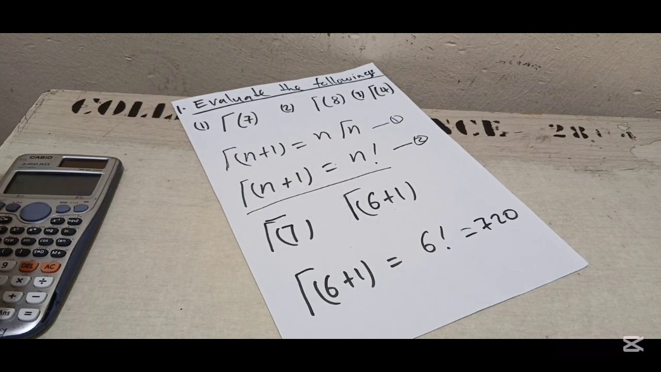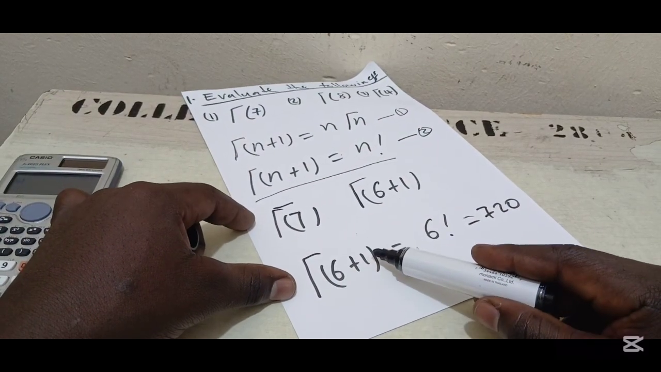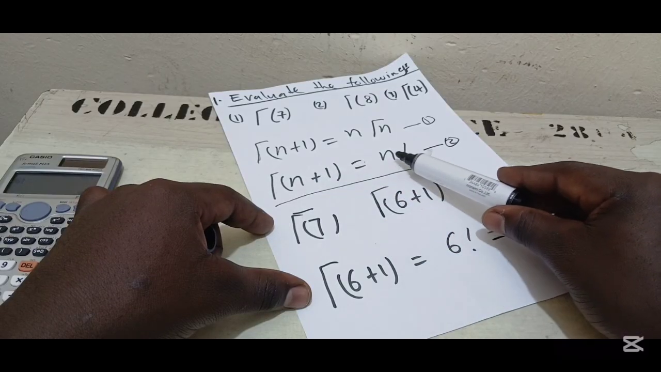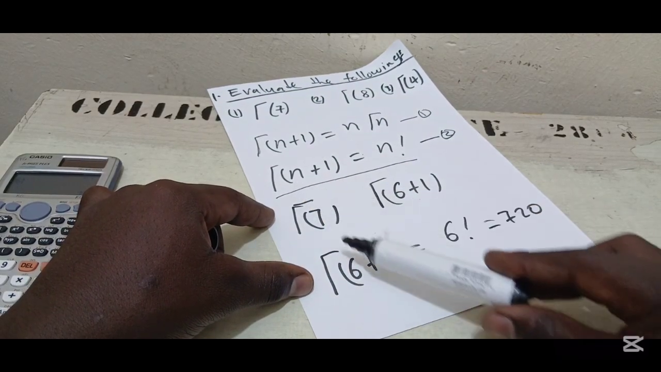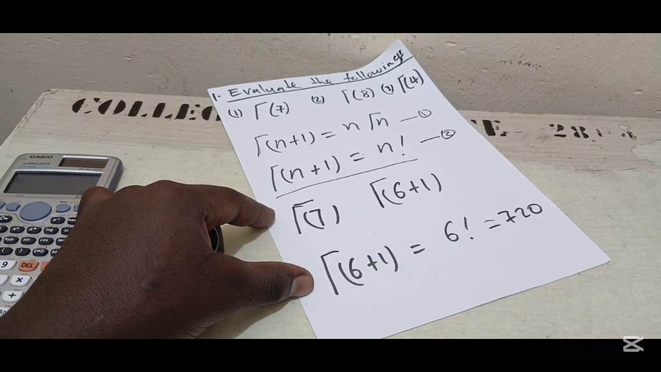Now let me go over this once again. We are able to break the number into something plus 1. Comparing this formula, n plus 1 equals n factorial, our n here is 6, right? You can see our n here is 6, so 6 factorial. So nothing changed.